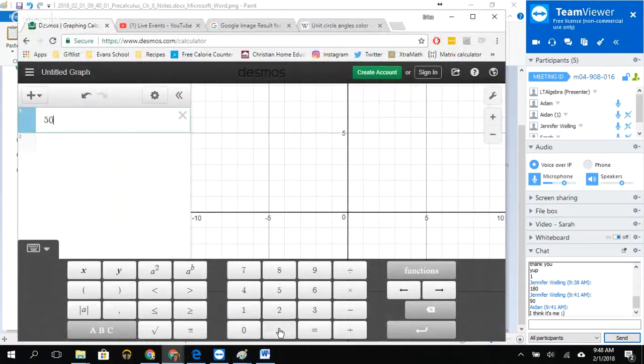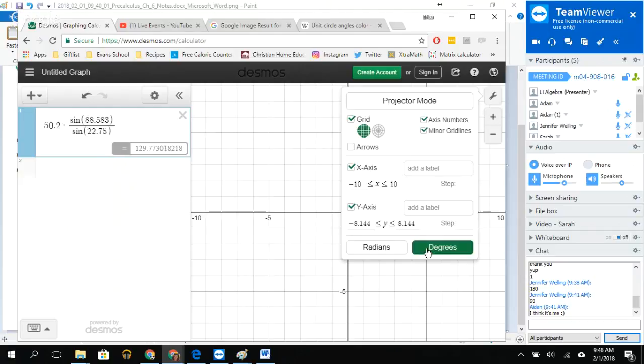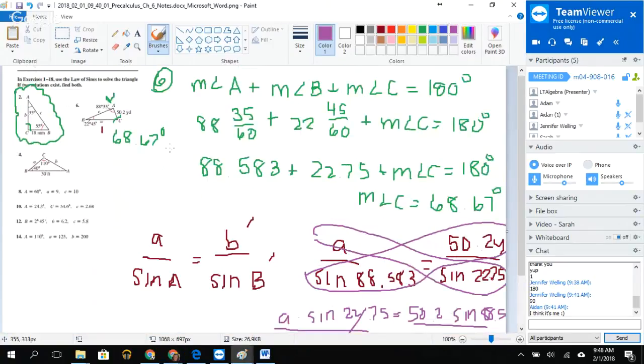So I need to do 50.2 times the sine of 88.583 divided by the sine of 22.75. And I just did what I said to make sure you don't do. I left it in radians. There we go. So side A is about 129.8 yards. I go back up here. I should have made my triangle bigger. This side is 129.8 yards.